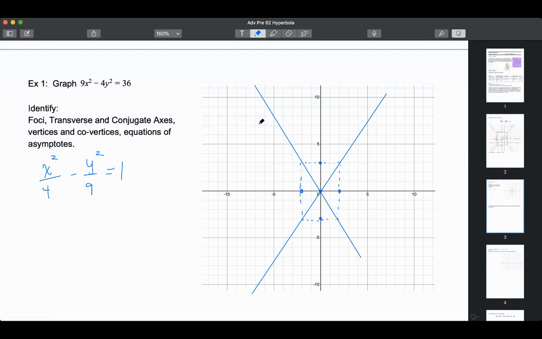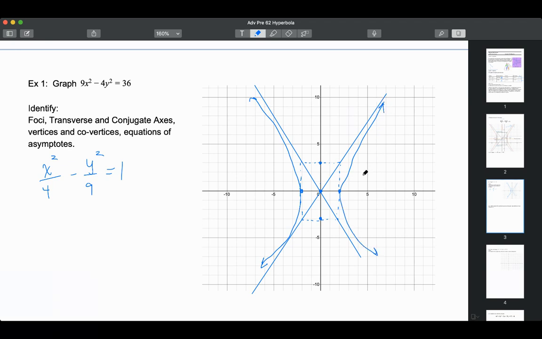And now I know that this one is opening horizontally because it's starting with x squared. So I can sketch in my hyperbola going through my vertex and following along my asymptotes. Hopefully you're doing a bit better if you're drawing this on paper. It's a little bit harder on the tablet, but there we go.